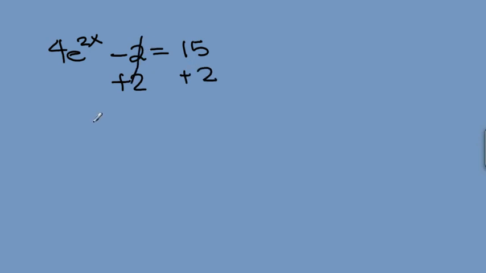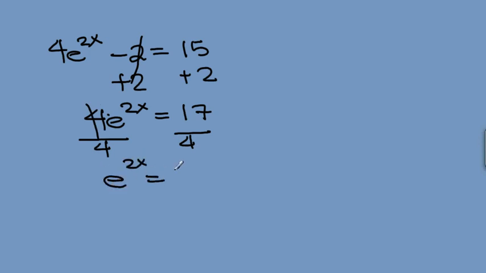Now, another easy problem would be something like this. 4e to the 2x minus 2 equals 15. The first thing we do is add 2 to both sides. We're trying to get the base and the exponent alone on one side before we even start solving this. So we get 4e to the 2x equals 17. Now, since there's multiplication here, we divide by 4 on both sides. So we have e to the 2x equals 17 over 4.